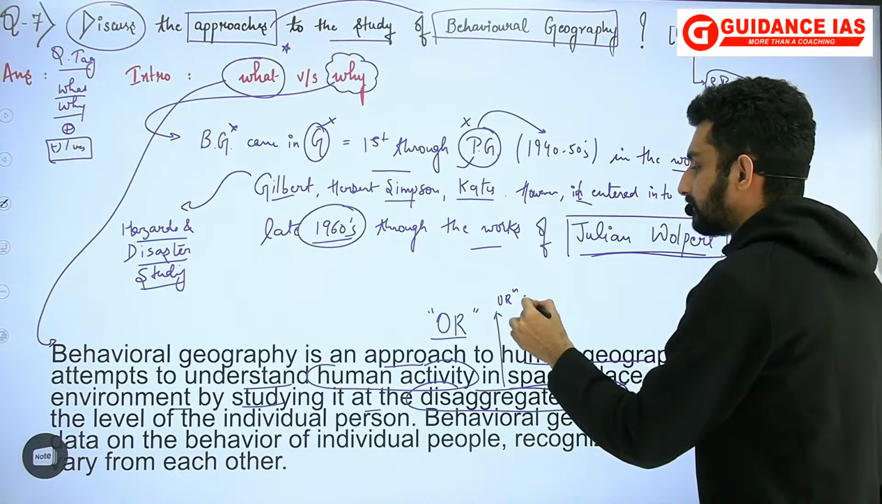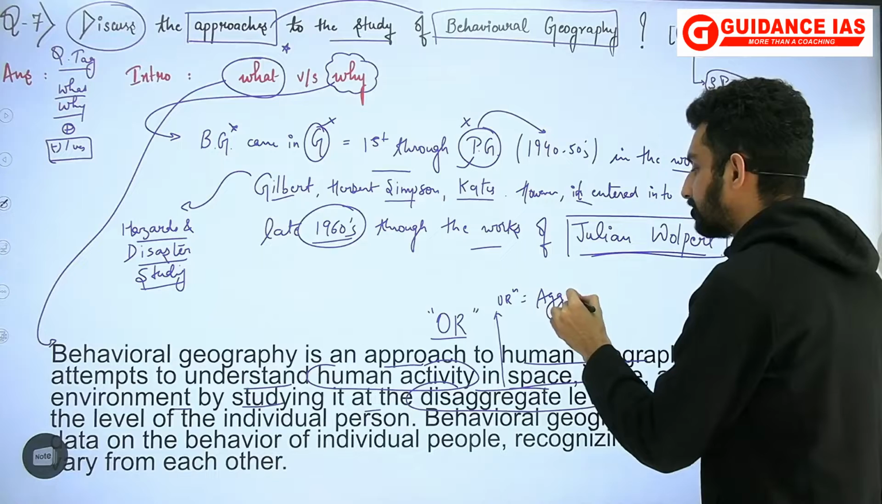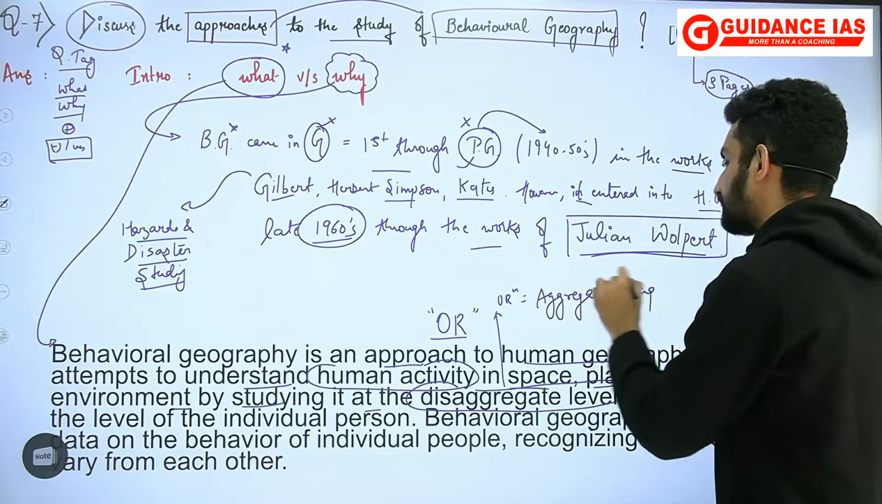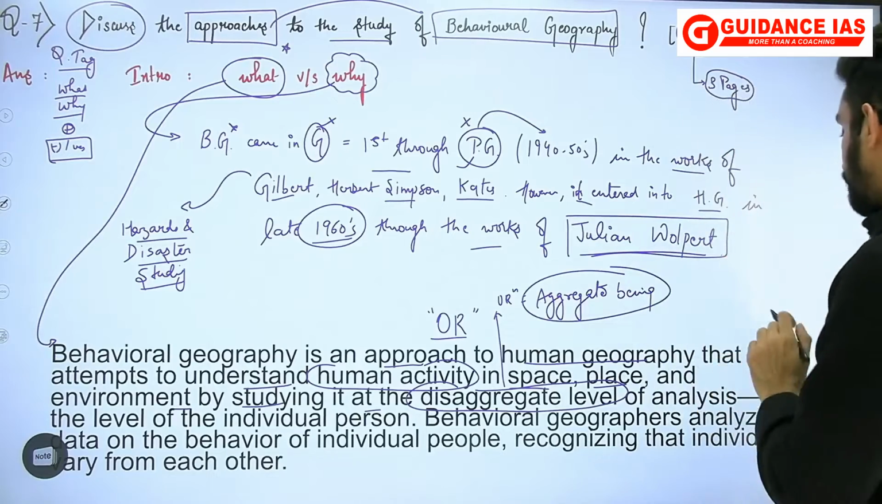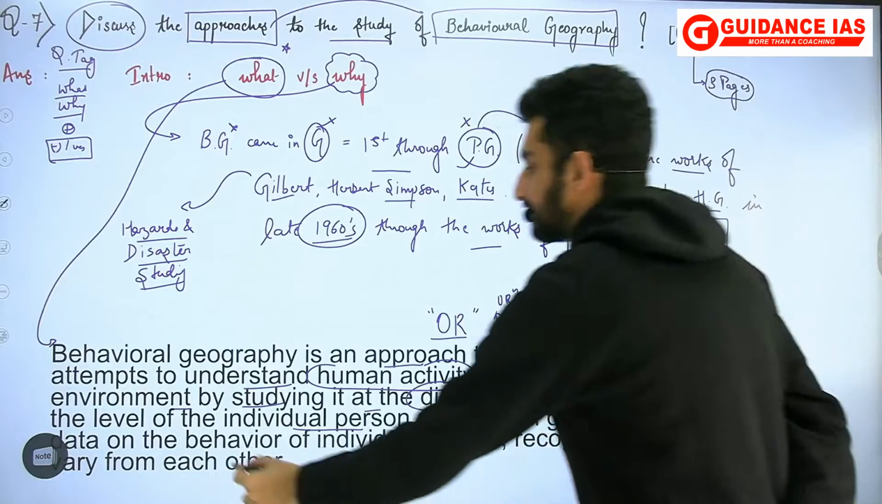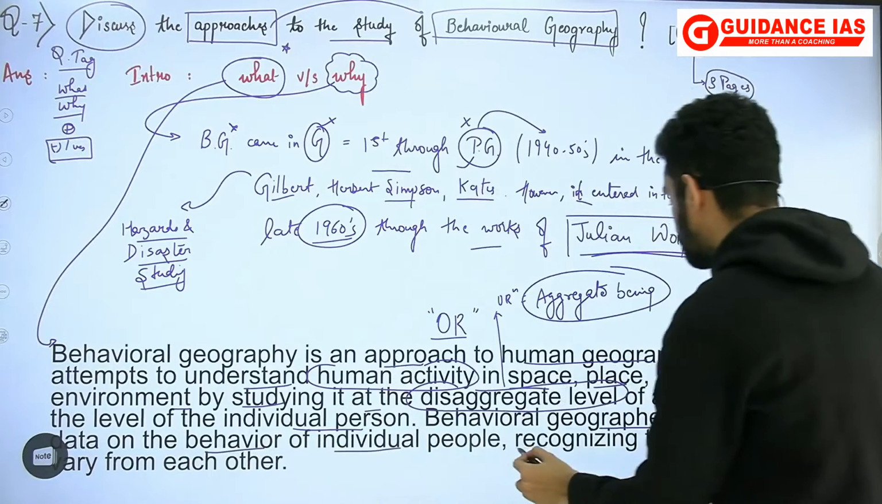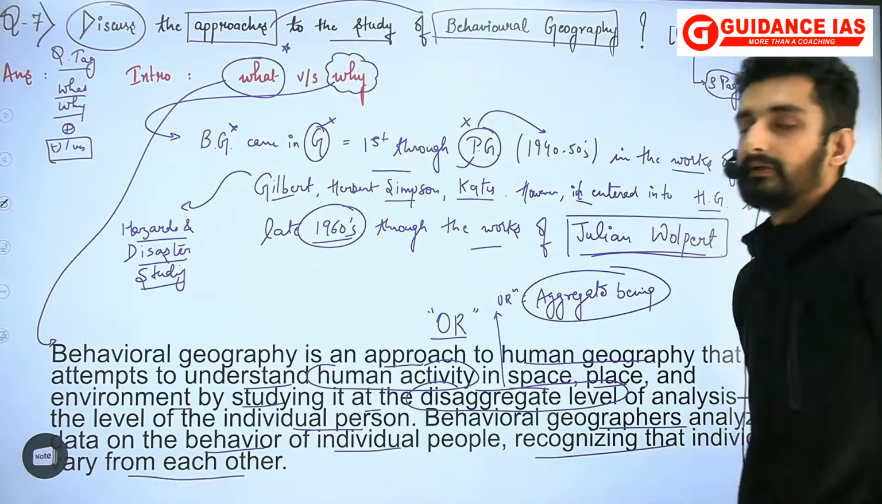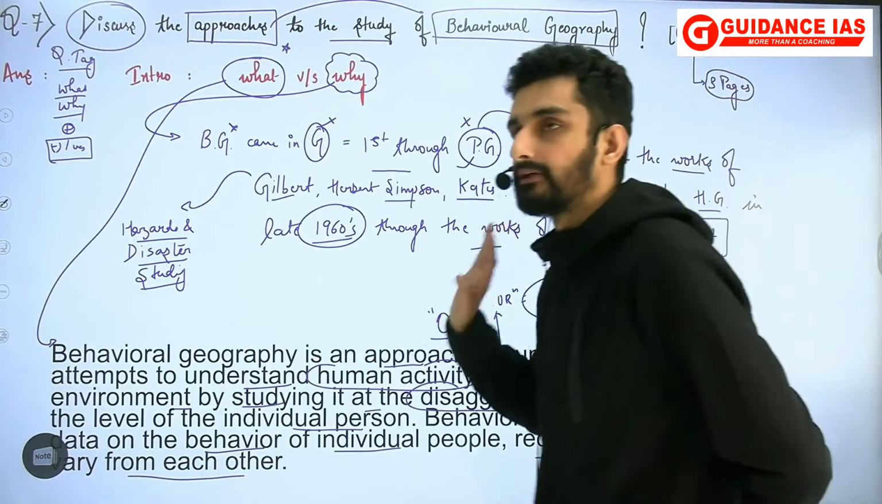और QR में क्या था? That humans were treated as an aggregate being. सारे humans को एक ही तरीके से they used to consider. So this was the thing of analysis at the level of individual person. Behavioral geographers analyze the data on the behavior of individual people, recognizing that individuals vary from each other. I hope it is clear. So you can either write what or why kind of introduction.